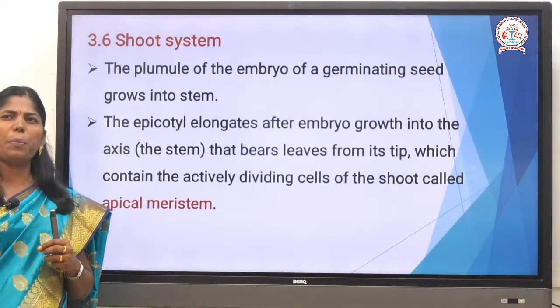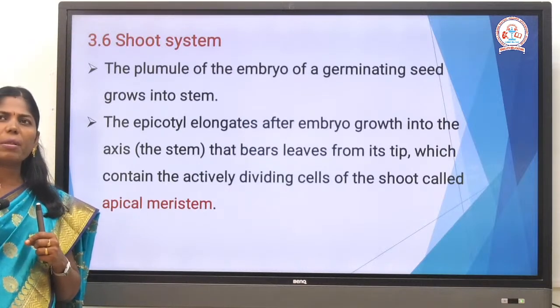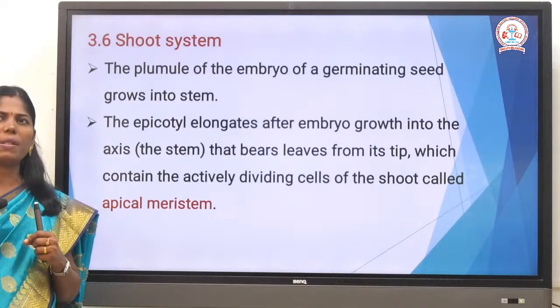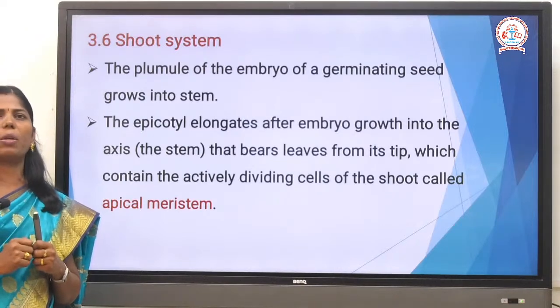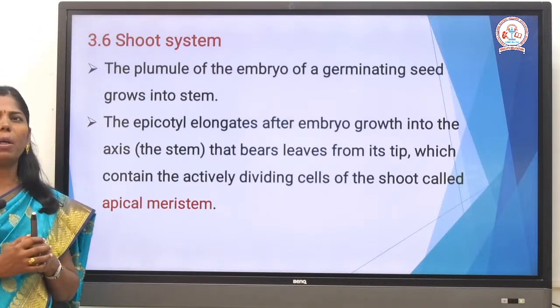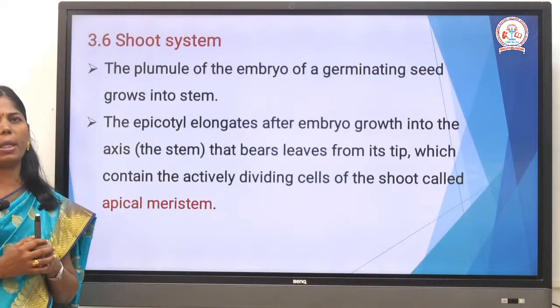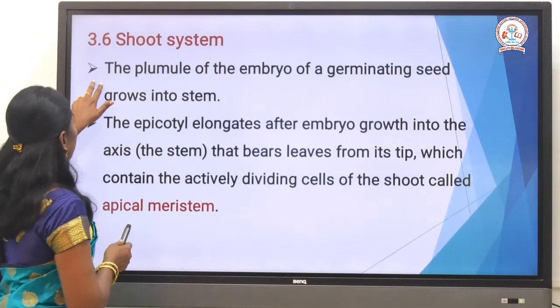It gives rise to two important regions, one is the plumule, another one is the radicle. The plumule gives rise to the shoot system, the radicle gives rise to the root system. The plumule of the embryo of germinating seeds grows into the stem. Another important region is the epicotyl, another one is the hypocotyl. So where is the epicotyl? We will see the picture.